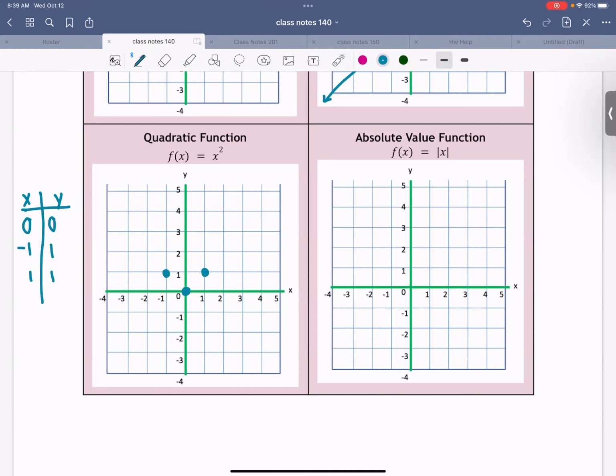Now, of course, you can plot 2 and -2 and get 4 and +4 again, okay, to make the full quadratic shape.